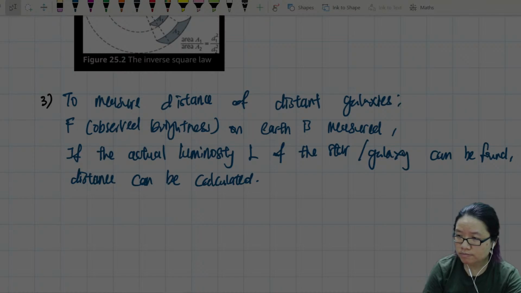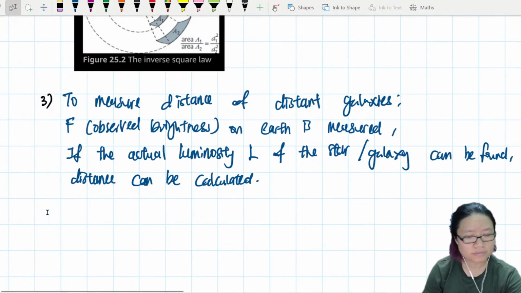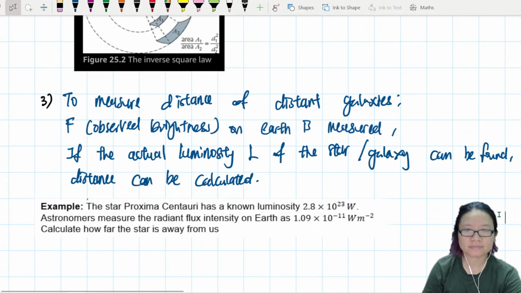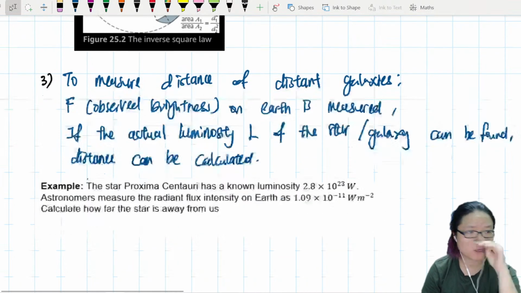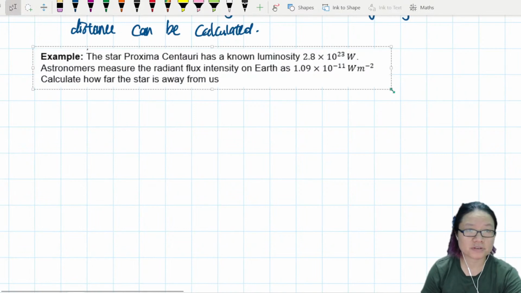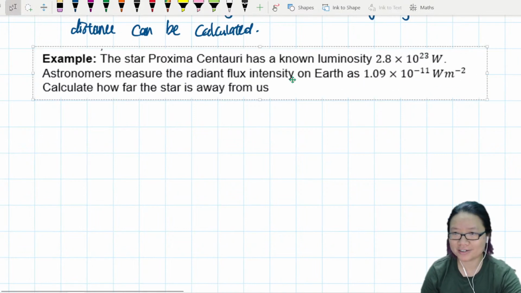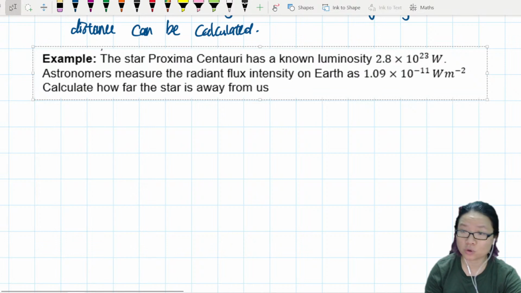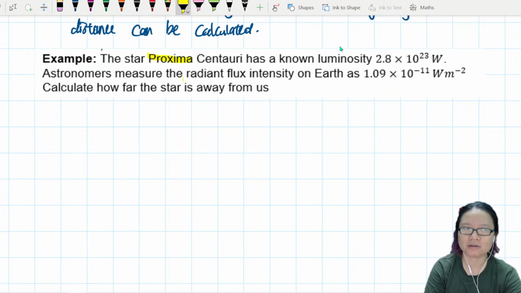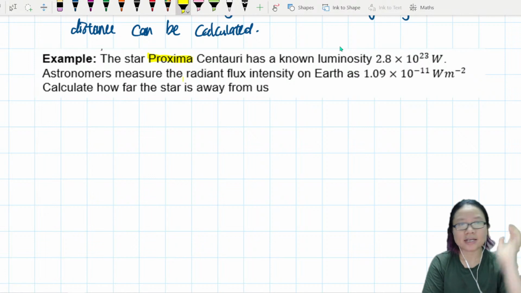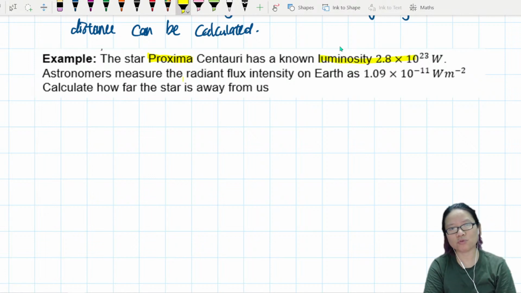Let's look at this one. So this is an example. It says here the star Proxima Centauri. So those of you who have done some astronomy in your previous high school syllabus will have heard of this star before. It is very close to us, so Proxima. It has a known luminosity of 2.8 times 10 to the power 23 watt. So this is your L. See this watt here, the unit for power.